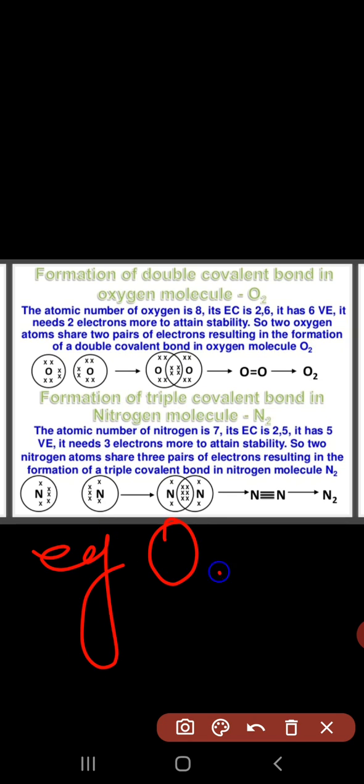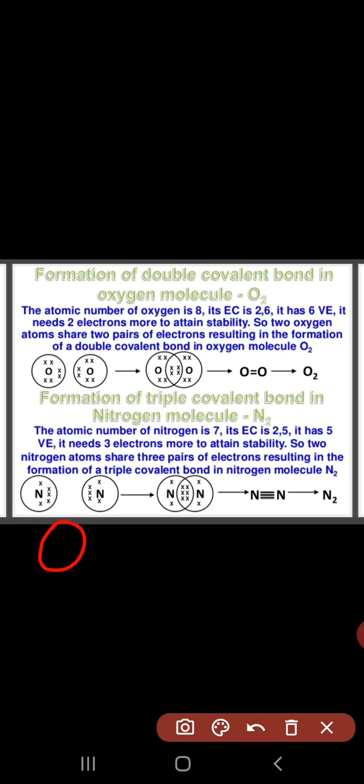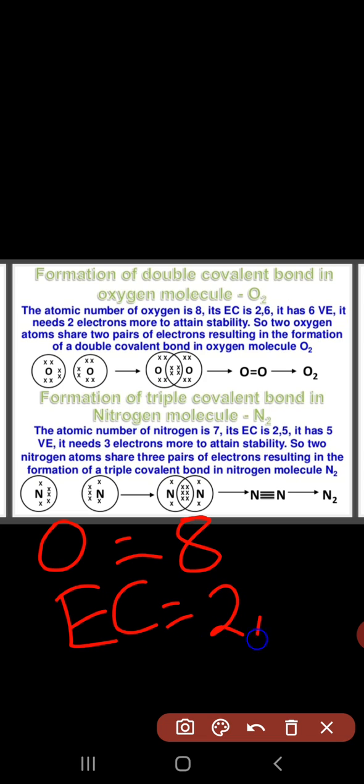See here the formation of the double covalent bond. For the formation of a double covalent bond, we take the example of the oxygen atom. First of all, tell me the atomic number of oxygen. The atomic number of oxygen is 8, and the electronic configuration for oxygen is 2, 6.